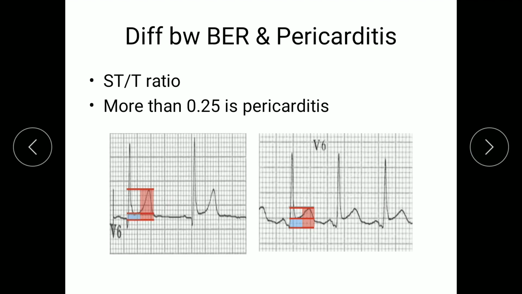Yet another condition where we can get diffuse ST elevation is benign early repolarization, though it is more common in the precordial leads. The important differentiating point between these two is the ST-T ratio, that is the magnitude of the ST elevation to the T wave. If it is more than 0.25, it indicates pericarditis. In the second ECG, you can see that the ratio between ST elevation to T wave is more than 0.25, which favors pericarditis. Whereas here, the ratio will be less than 0.25, which indicates benign early repolarization.